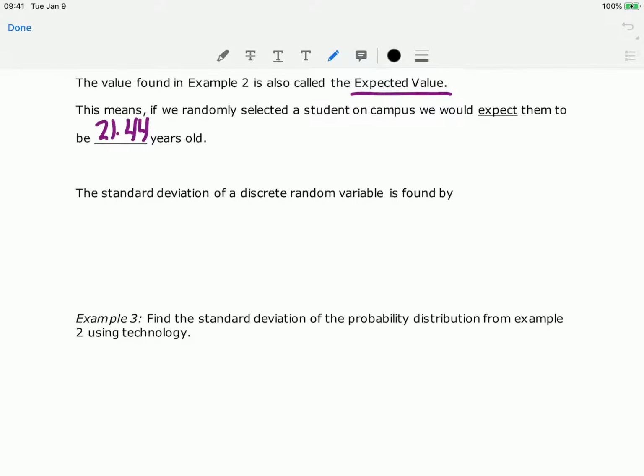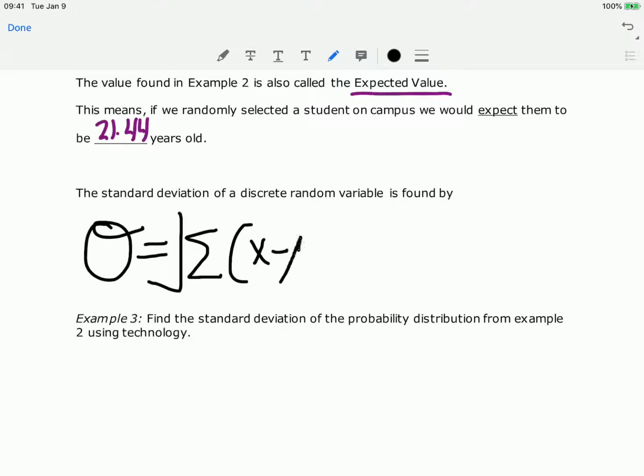So the equation for the standard deviation, it's always going to be a sigma, and it's the square root of the sum of each x minus the mean squared times the probability of that x value. And that whole thing gets put underneath the square root.